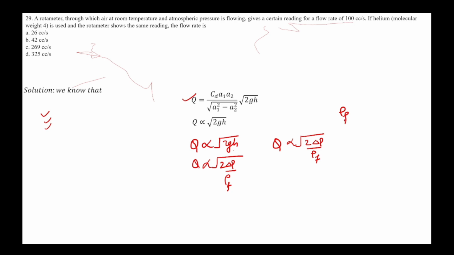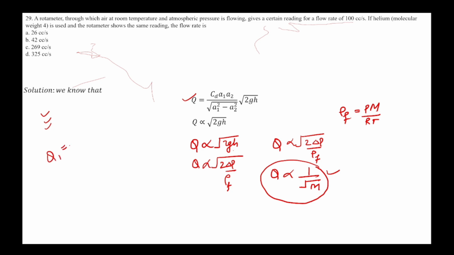And rho of fluid, we know that rho is PM upon RT. Put this value. So Q will be directly proportional to root of molecular weight. Okay, so remember this formula. If volumetric flow rate and molecular weight are altering in the question, if the question is changing only molecular weight and asking for the Q, volumetric flow rate, use this formula.